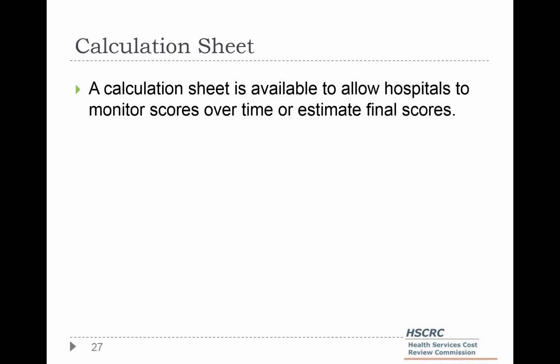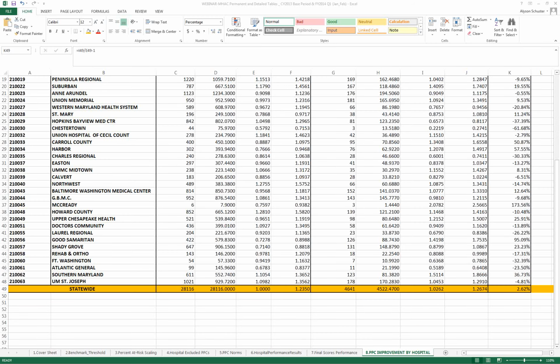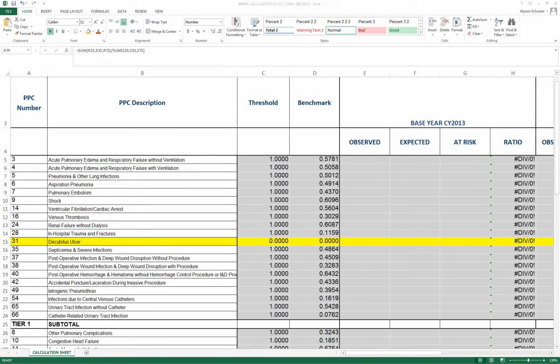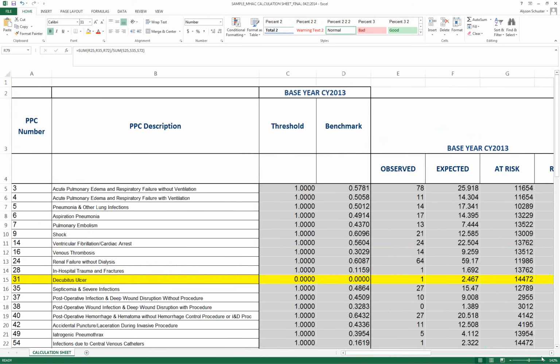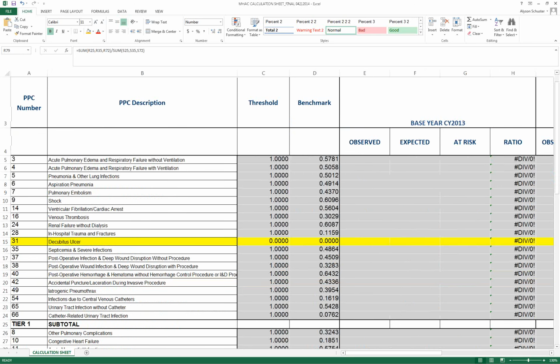A calculation sheet has also been provided to allow hospitals that want to be able to monitor scores over time or to do estimates of what their final scores might be under different scenarios. So I'm going to now show you this calculation sheet. So this is the calculation sheet that we sent out.